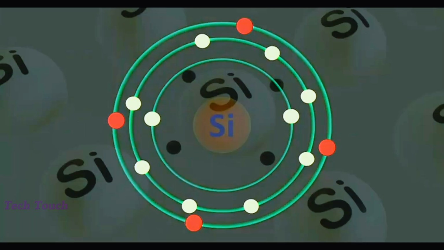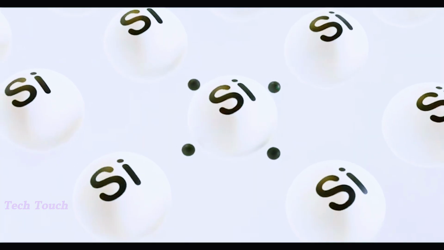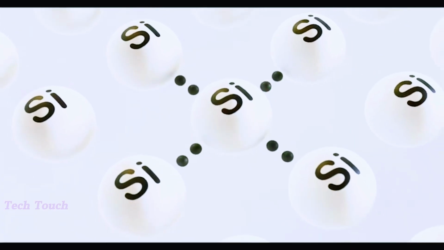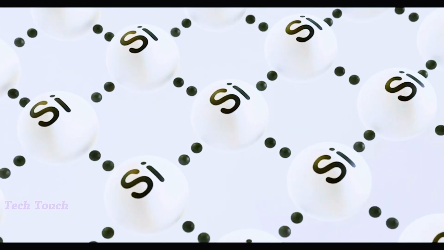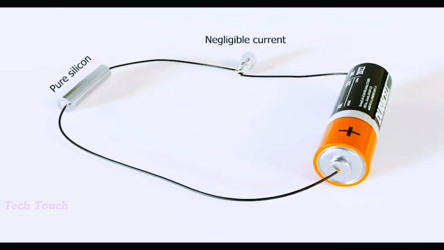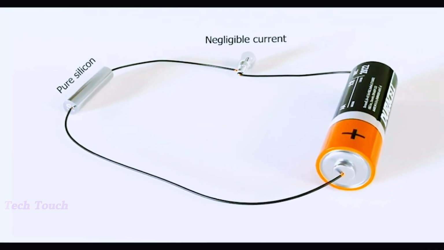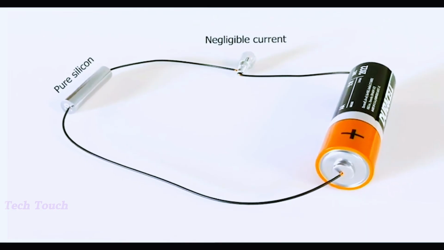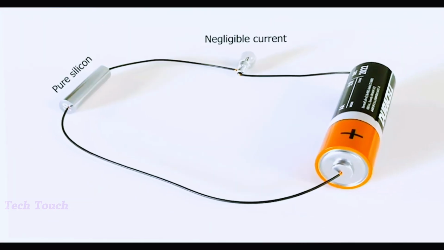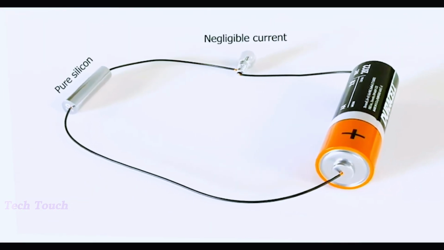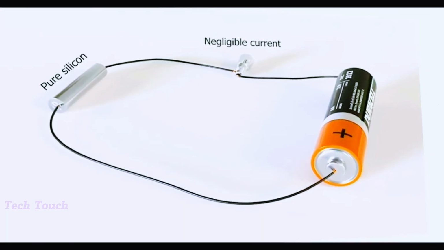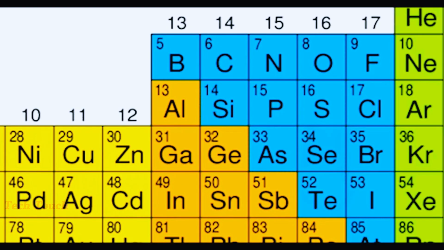A silicon atom shares 4 electrons in the outermost shell with another silicon atom in a covalent bond. Therefore, pure silicon does not contain any free electrons. As a result, no electricity can flow through pure silicon. That is, pure silicon is an electrical insulator. Let's now see how this silicon can be made electrically conductive again. Look at the periodic table again.